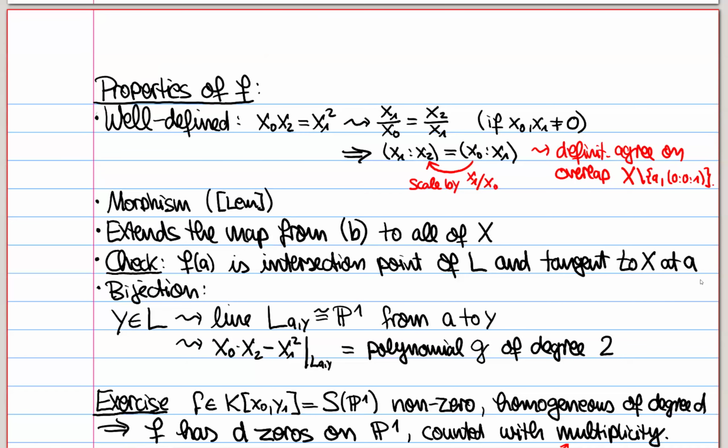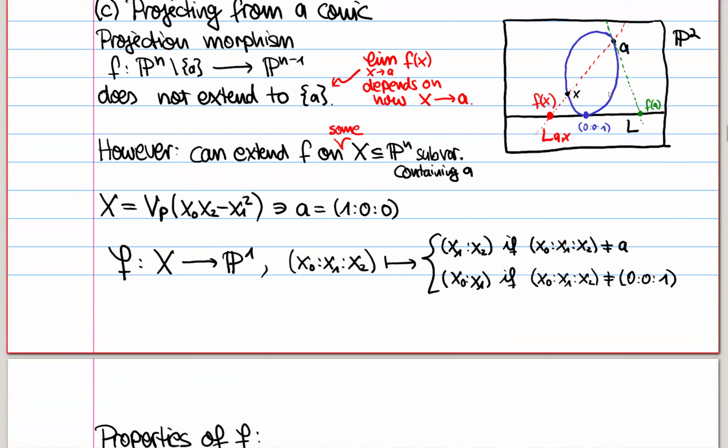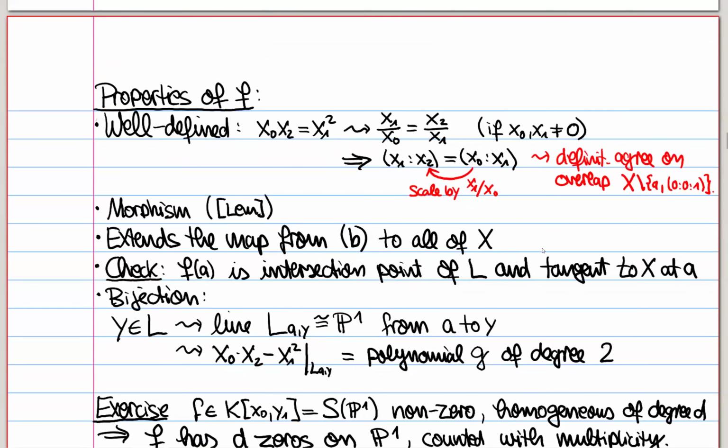And then the final thing, which is kind of cool, and which is one of the reasons why we look at this, is that this morphism here is a bijection. Now we have to show it's injective and surjective. So the idea is, if you're given a point on L, then we want to show there's a unique point X on the conic lying on this line here. That's the kind of statement we want to prove. So if Y is in L, then you can write down the line between A and Y by the same argument as before.